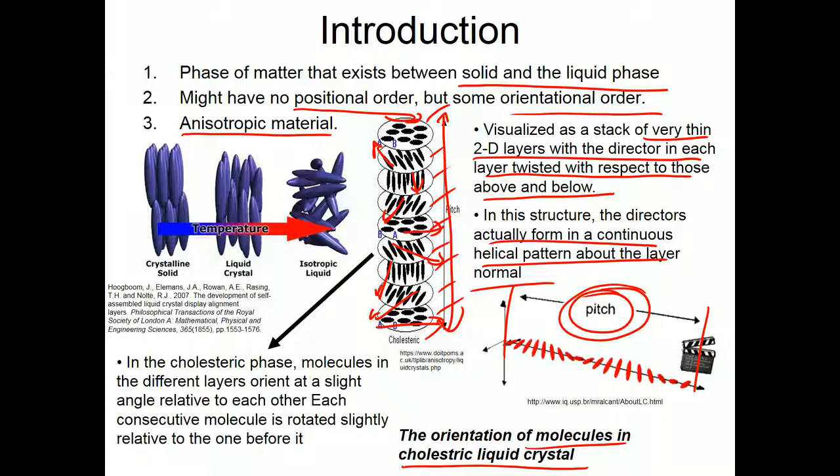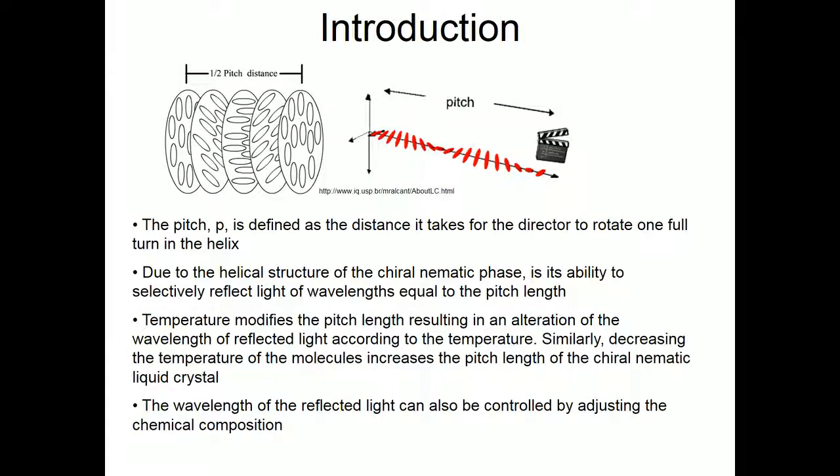So, it has a pitch, mainly because of the ordering that it has at each of the individual layers. Now, the pitch P is defined as the distance it takes for the director to rotate one full turn in a helix. So, as it turns, it takes the distance to complete one full cycle in a spatial sense.